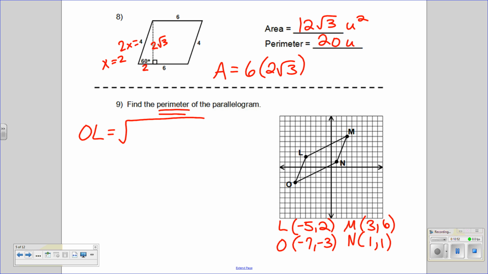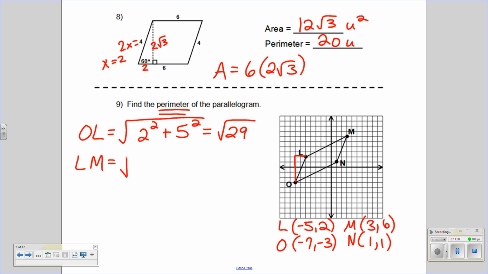So remember in distance formula, or you can make a right triangle out of it. That's where distance formula comes from. You can make a right triangle out of it. That's 2 squared plus 5 squared. Or you can subtract your x's for O and L, subtract your y's for O and L, and that's what you're going to get. And then take the square root of that, and so that gives us the square root of 29.